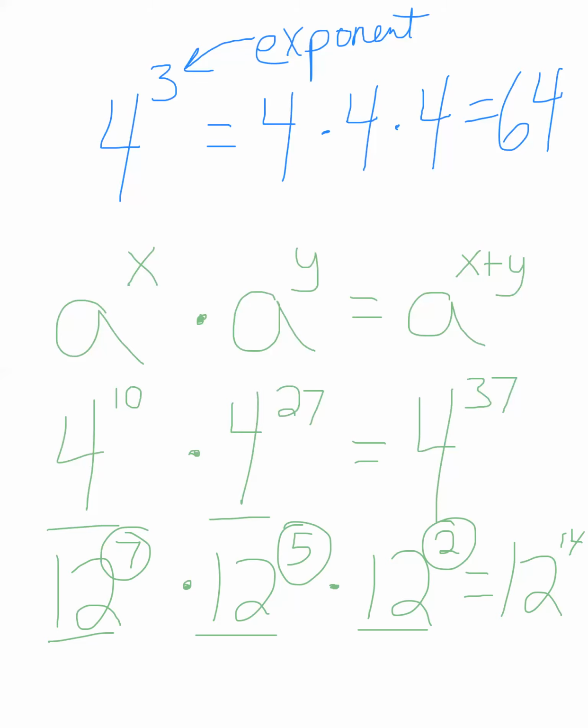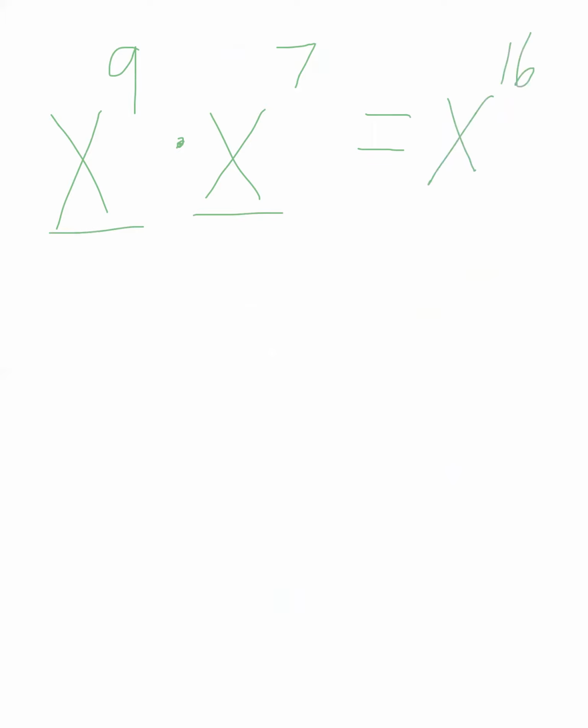And it also works for variables. So let me erase this. What if I did something like x to the 9th times x to the, I don't know, 7th? Doesn't matter. My bases are the same. They're both x's. So that would just be x to the 16th. Because I'm just adding the 9 and the 7 together. That's it.